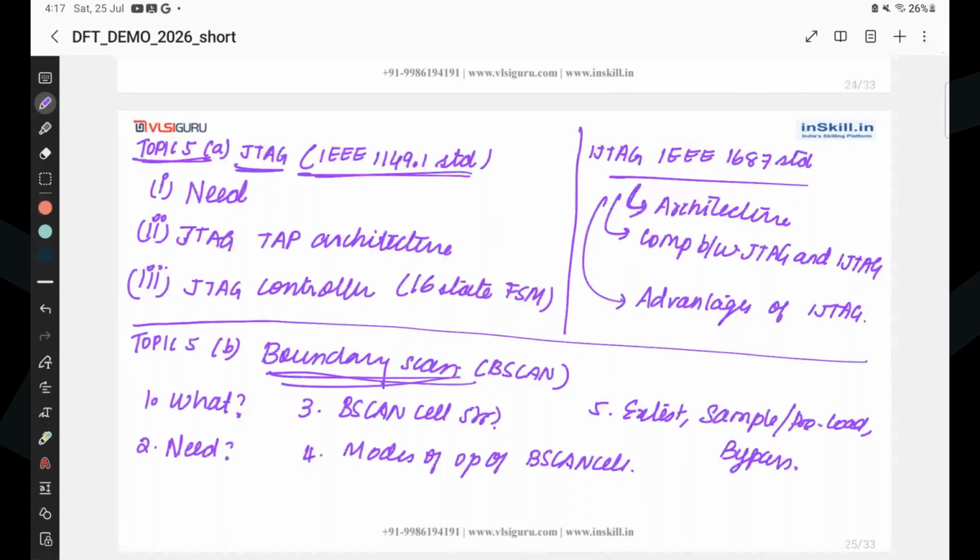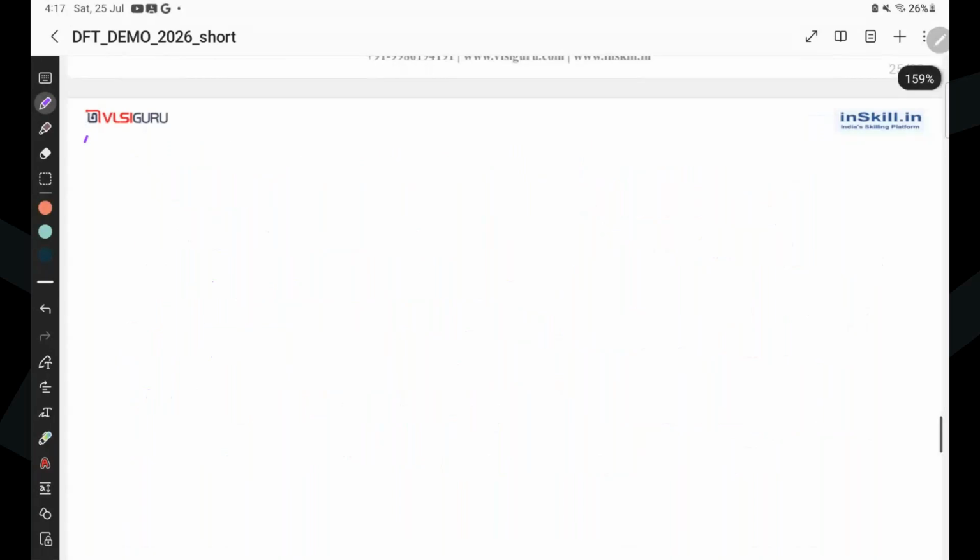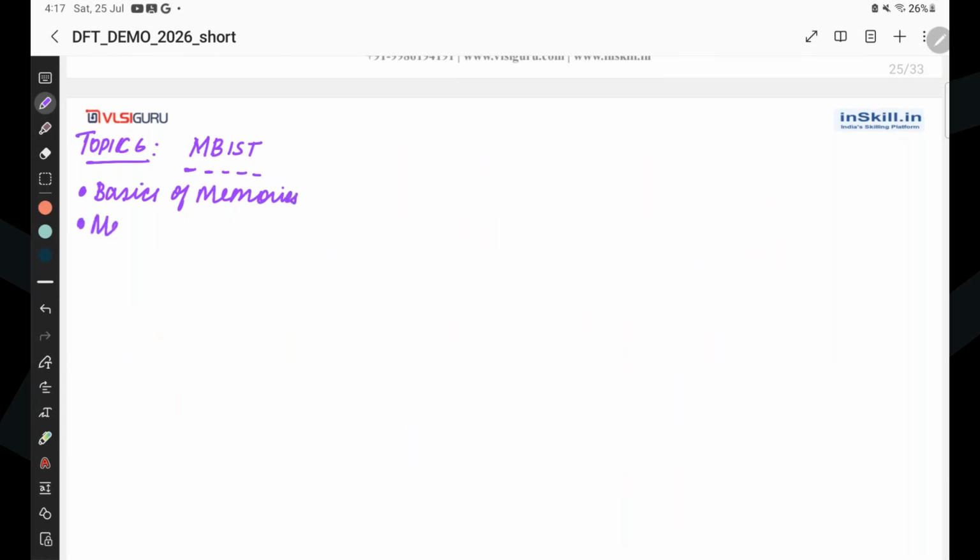And in the same way, topic 6. In topic 6, we will understand about MBIST. The full form of MBIST is memory built-in self-test. So first we will be understanding the basics of memories. And then we will be understanding about the memory fault models.